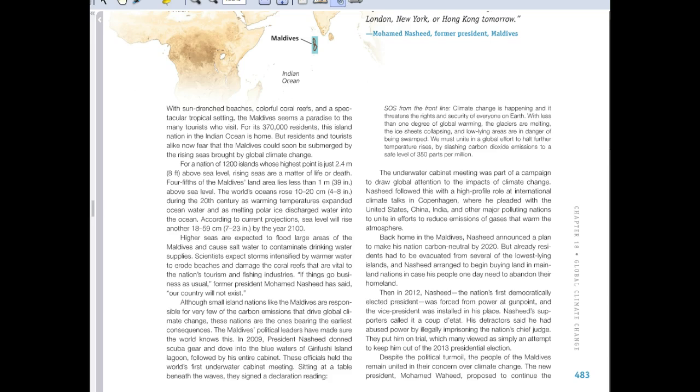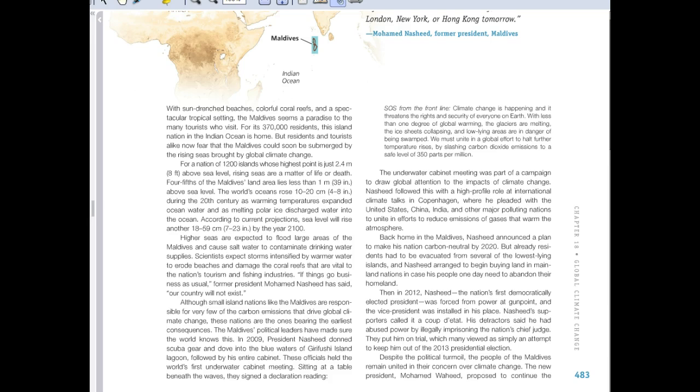So in 2009, President Nasheed put on scuba gear and dove into the blue waters off of the island and lagoon to see what the conditions were like, and then he and his cabinet held the first underwater cabinet meeting. That was the picture that you saw before. It was part of a campaign to draw global attention to the impacts of climate change. There were other talks going on at the time. Copenhagen and the United States and China and India, and some other major polluting nations, decided to come together to unite their efforts to reduce emissions and gases that were responsible for warming the climate.